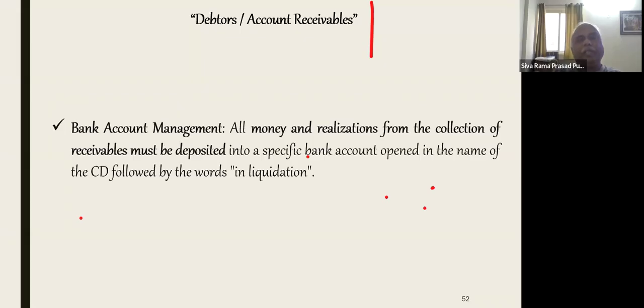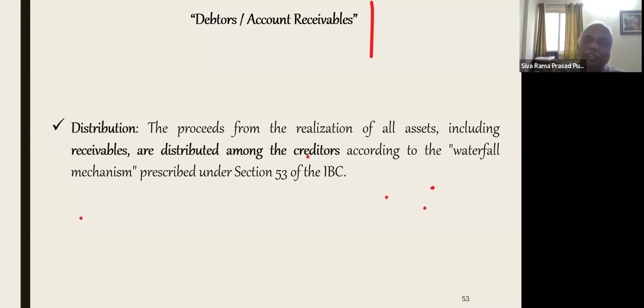Bank account management. All monies from realization go into the liquidation account. Once these sales are done, the amount in that account will be available to distribute as much as possible to the creditors. Distribution: the proceeds of the realization of assets, including receivables, are to be distributed to the creditors according to the waterfall mechanism.